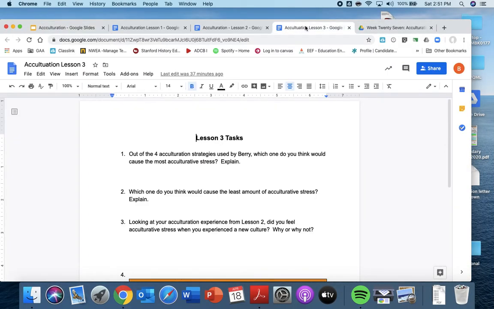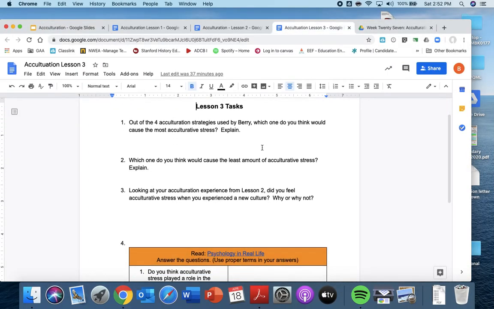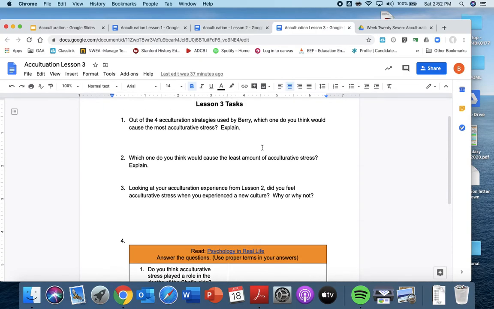Okay, so if we're looking at the day 3 lesson 3 tasks, I want you to think about, out of the 4 acculturation strategies used by Berry, which one do you think would cause the most acculturative stress? Explain. I'm kind of giving you a few hints there, but you need to break it down. Number 2, which one do you think would cause the least amount of acculturative stress?